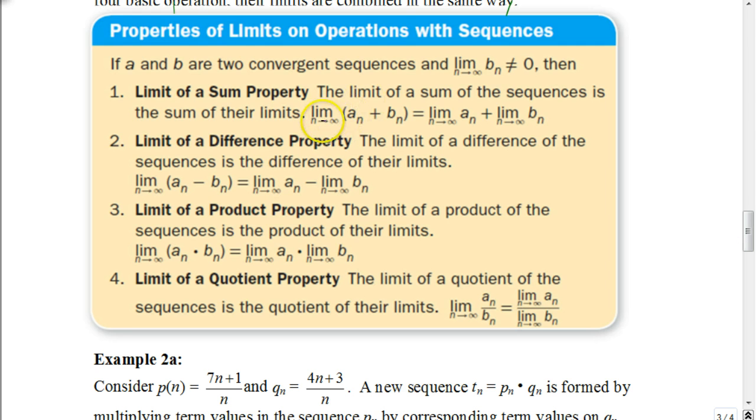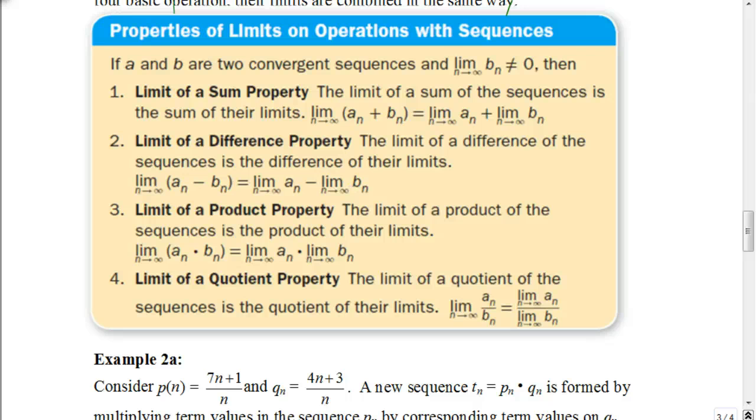All that's saying is if we're trying to find the limit of two sequences being added together, well, you can just take them and break them apart to find the limit of the first sequence, find the limit of the second sequence, add those two limits together. Kind of like what we just did in the previous examples. The limit of a difference property says that if we're trying to find the limit of two sequences that are being subtracted from each other, again, we could break those up into two pieces. Take the limit of the first one, subtract from that the limit of the second one.